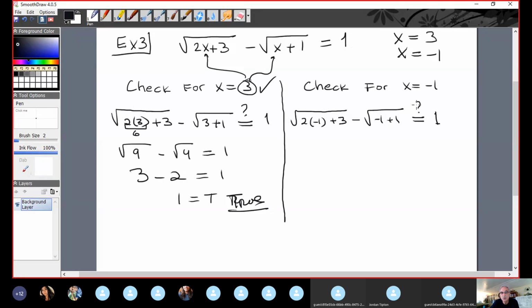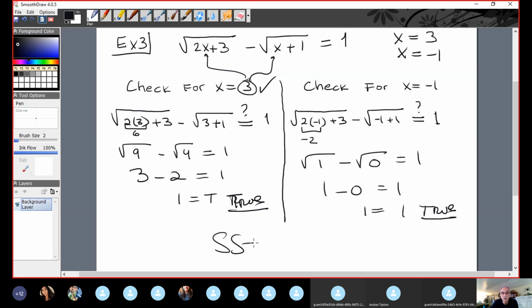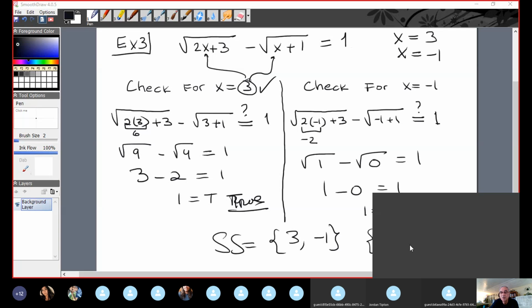Let me see what happens with negative 1. This is negative 2, and negative 2 plus 3 is 1. This is the square root of 1, minus... negative 1 plus 1 is 0. And it's 1, this is 0. 1 equals 1 is also true. We have two solutions. The solution set for this problem is 3 and negative 1. You can copy in either order because it's two numbers. Some students may copy negative 1, 3. It's the same solution set, right?